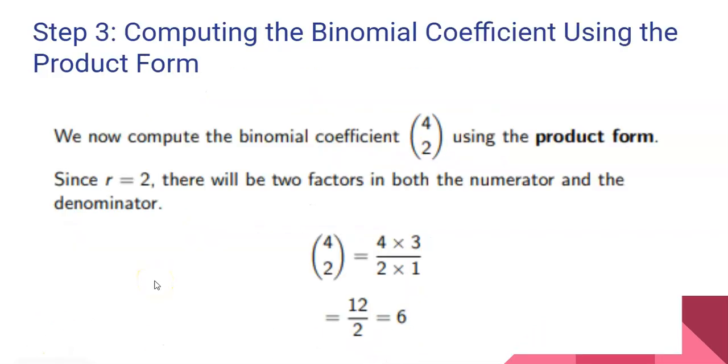Next, compute the binomial coefficient 4 choose 2. Using the product form, we have n is equal to 4 and r is equal to 2. Since r is equal to 2, there would be 2 factors in both the numerator and denominator. Starting from 4 in the numerator, we have 4 times 3. And starting from 2 for the denominator, we have 2 times 1. 4 times 3 is 12, 2 times 1 is 2. 12 divided by 2 is equal to 6.